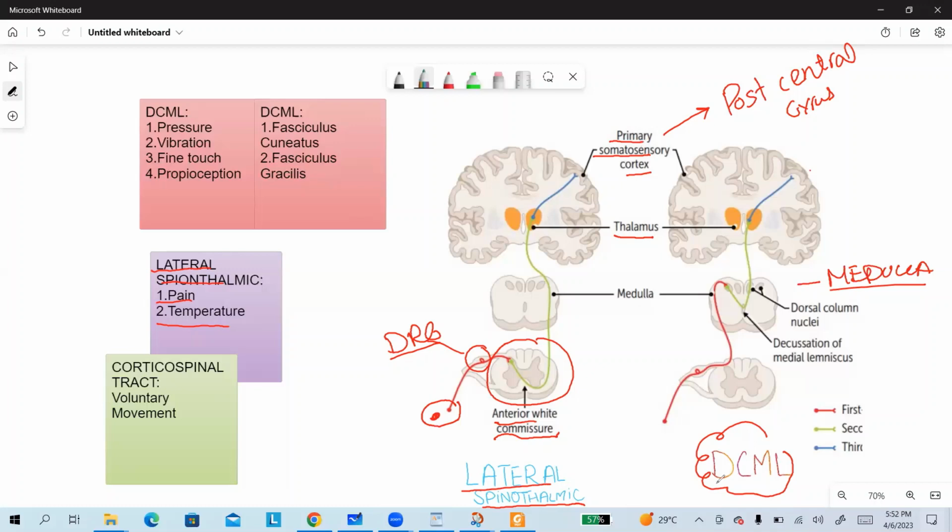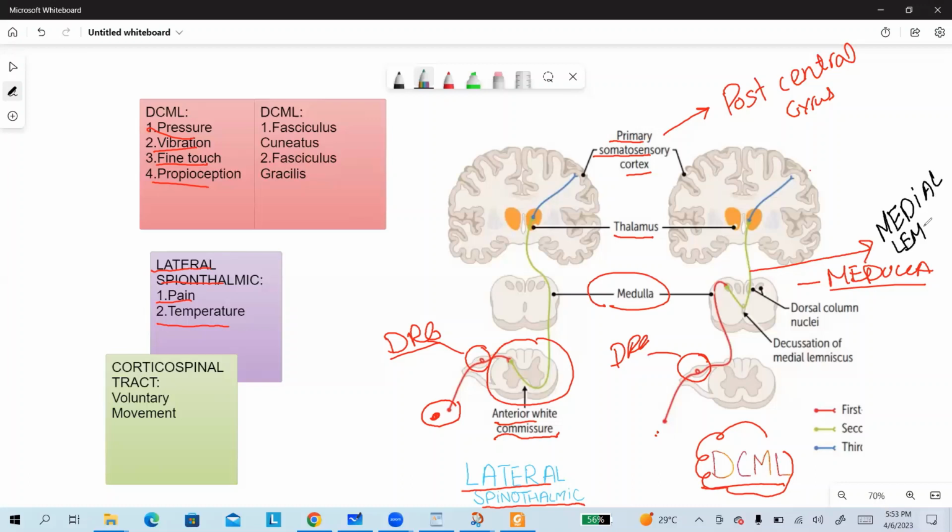Now I'm going toward the dorsal column medial lemniscus. In the dorsal column medial lemniscus, sensations like pressure, vibration, fine touch, and proprioception are detected by the receptor, enter the spinal cord through the dorsal root ganglion, and ascend uninterrupted to the level of the medulla. Next, at the level of the medulla, these fibers cross over to the opposite side and ascend as the medial lemniscus. So the medial lemniscus is basically the fibers that cross over in the medulla.